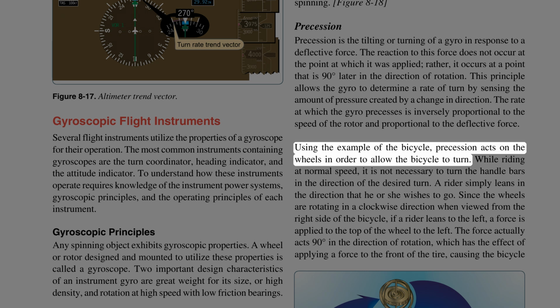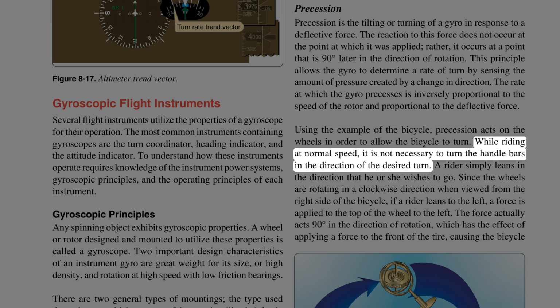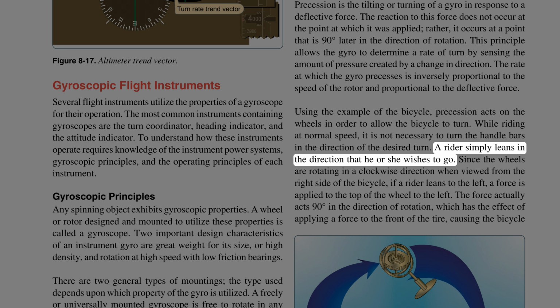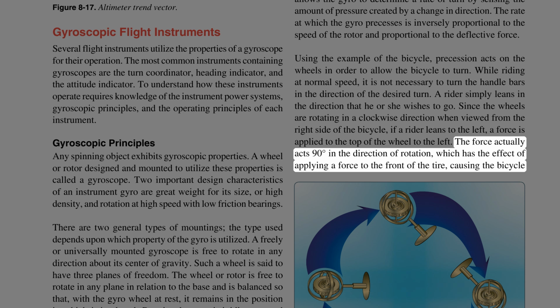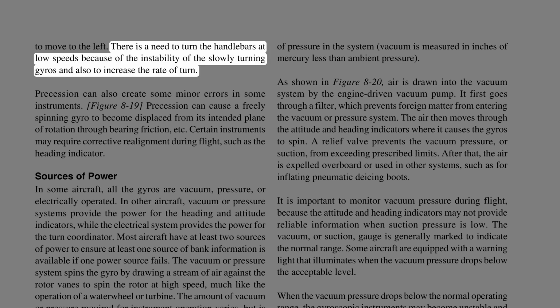Using the example of the bicycle, precession acts on the wheels in order to allow the bicycle to turn. While riding at normal speed, it is not necessary to turn the handlebars in the direction of the desired turn. A rider simply leans in the direction that he or she wishes to go. Since the wheels are rotating in a clockwise direction when viewed from the right side of the bicycle, if a rider leans to the left, a force is applied to the top of the wheel to the left. The force actually acts 90 degrees in the direction of rotation, which has the effect of applying a force to the front of the tire, causing the bicycle to move to the left. There is a need to turn the handlebars at low speeds because of the instability of the slowly turning gyros and also to increase the rate of turn.